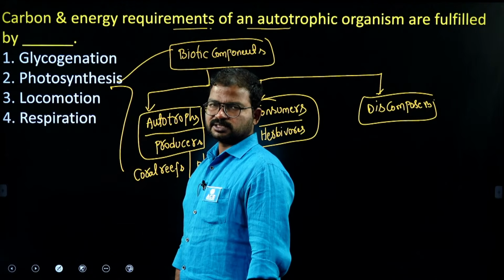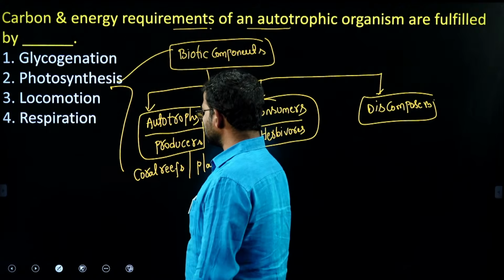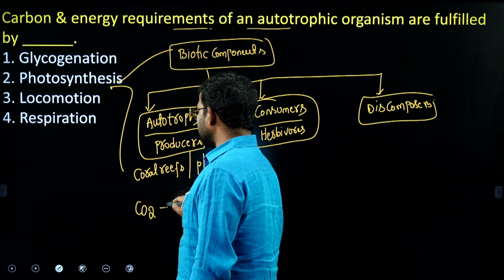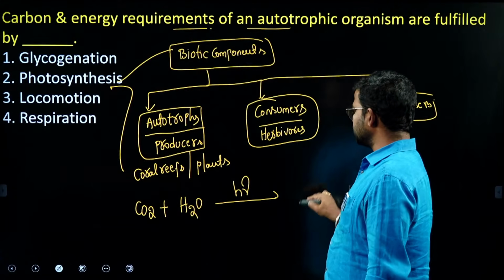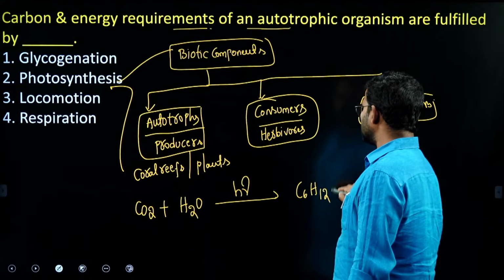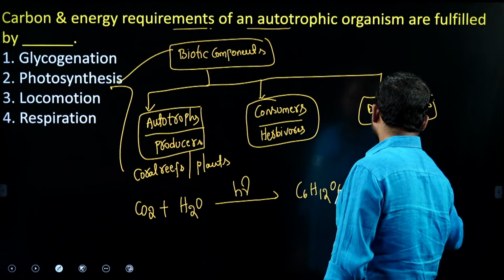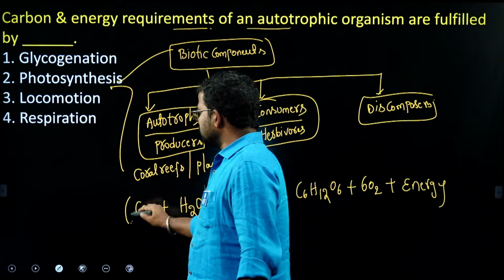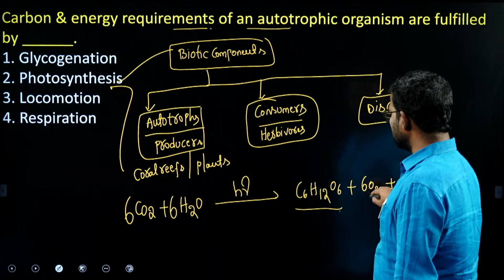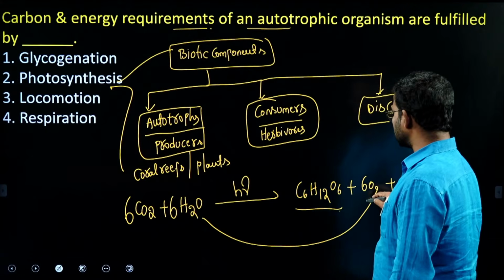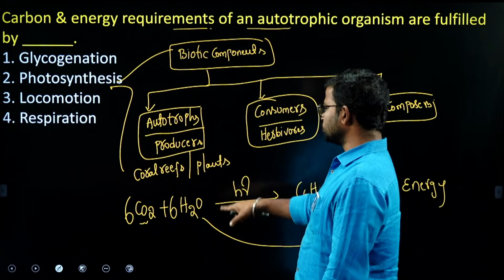So in this planet, guys, these are the major organisms that make food on their own, just like this: carbon dioxide and water, in presence of sunlight, give carbohydrate C6H12O6 plus oxygen, plus some amount of energy. Here 6 units, here also 6 units. This oxygen is generated only from water, not from the carbon dioxide. Of course, oxygen exists in carbon dioxide too, but we get this oxygen only from water.